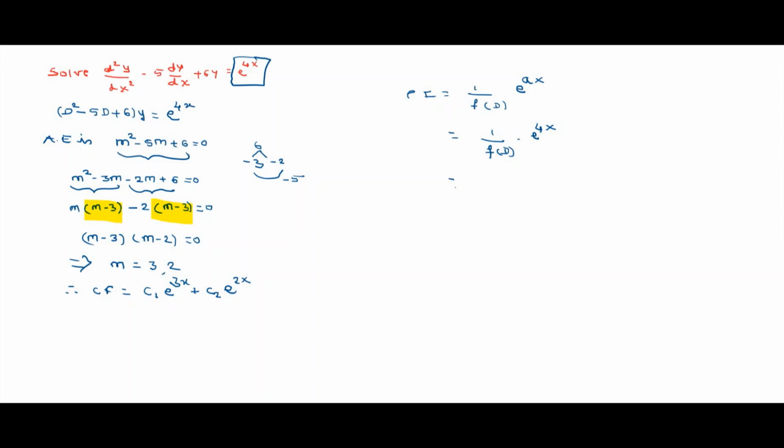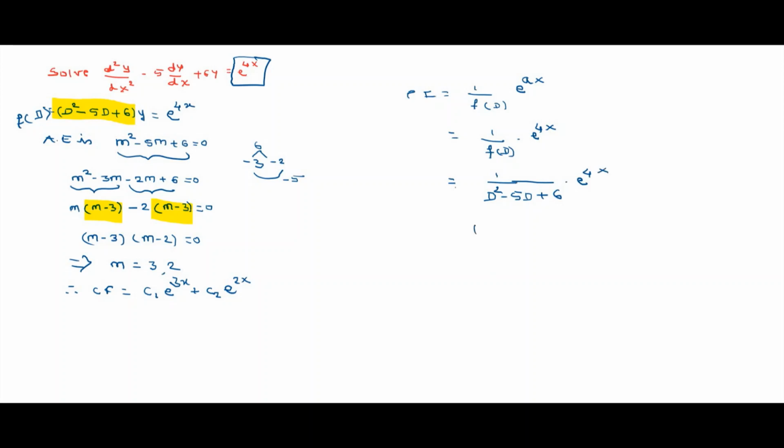But what is f of d? This is nothing but d square minus 5d plus 6; this is f of d here. F of d is an equation in terms of d. So that is 1 divided by d square minus 5d plus 6 into e raised to 4x.